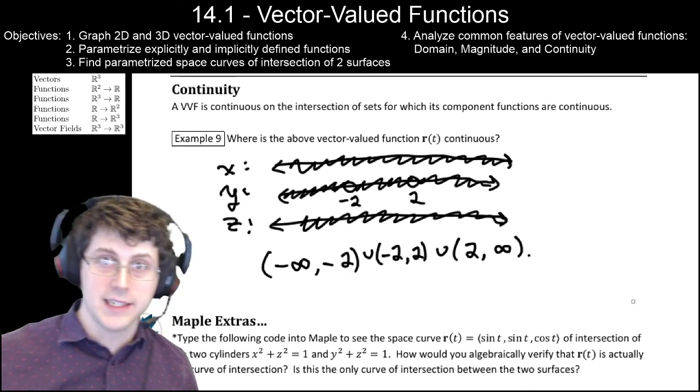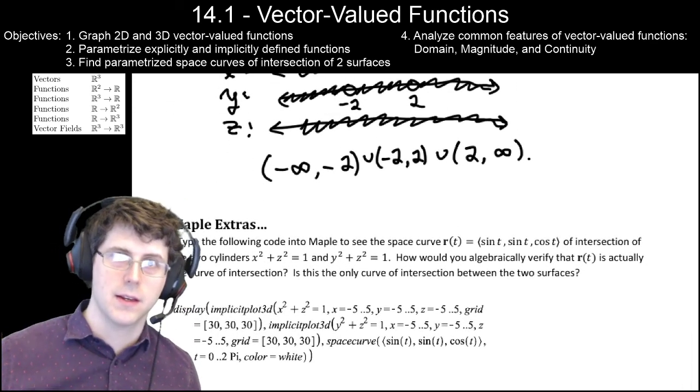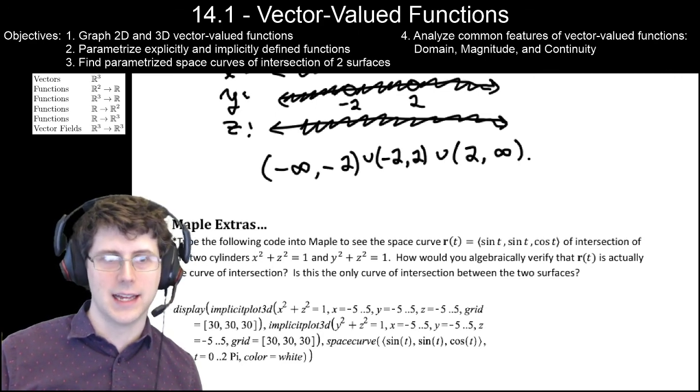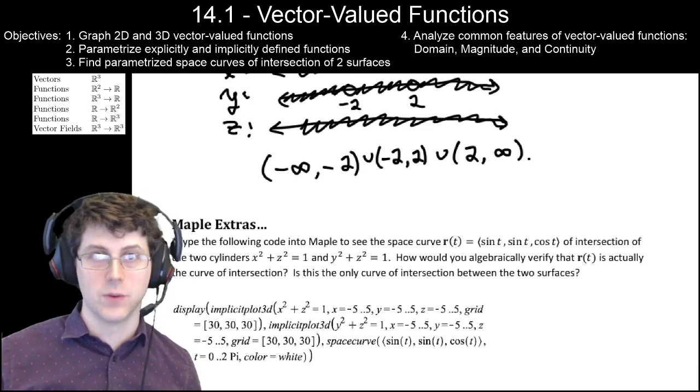If you're taking a class that has access to Maple, you'll want to look at this and try typing in this code. I'm not going to put these things in every video because not every class will have access to Maple. So I think I'll end the video there. The next video is section 14.2.